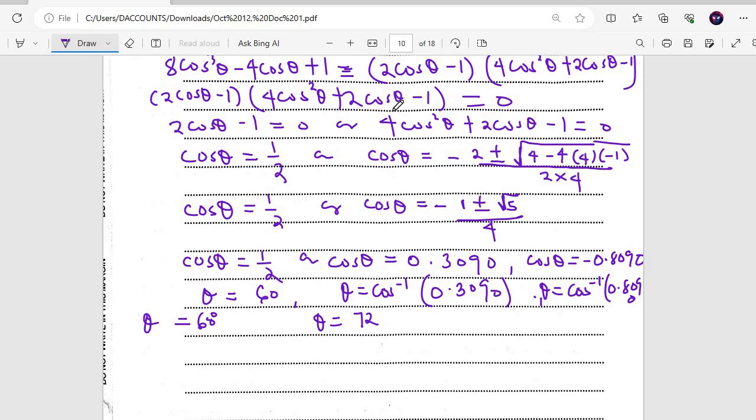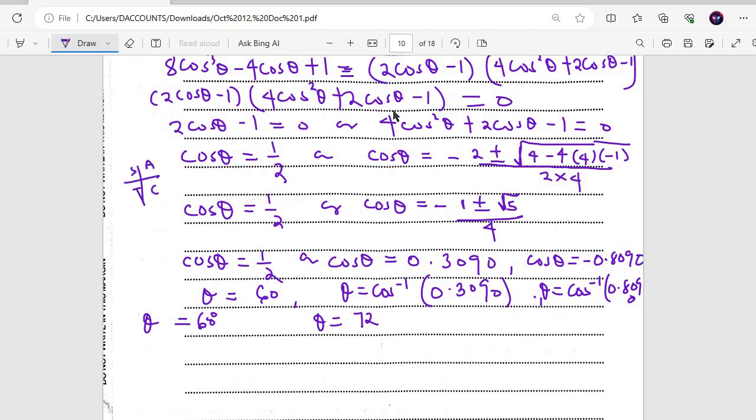Let me be sure of the one that is positive. Minus 1 plus root 5 divided by 4. Okay, that's positive. So minus 1 minus root 5 divided by 4. Okay, correct. So this is positive.